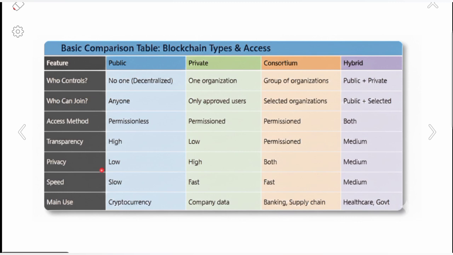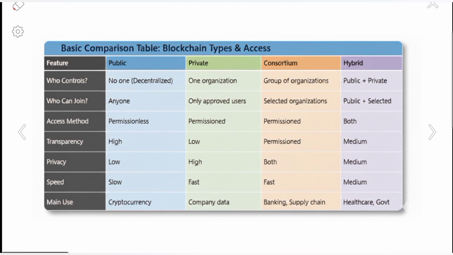Next, privacy is low in the public blockchain, whereas it is high in both the private and consortium blockchains. Why is privacy low in public blockchain? Because any person can access the network. So that's why privacy is low in the public blockchain. And speed is also slow because multiple users are accessing the network. That's why it is slow. And it is fast in private blockchain and consortium blockchain.